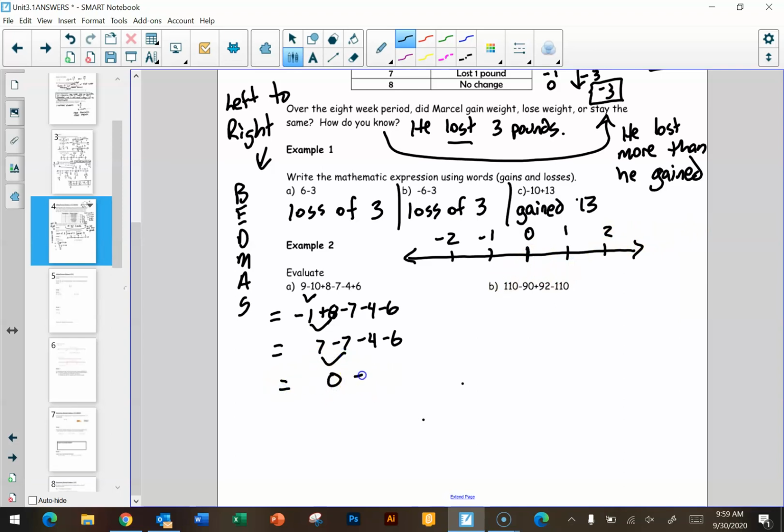0 minus 4 minus 6. Okay? And then we've got 0 minus 4. So we start at 0, and then we have to make 4 jumps backwards. 1, 2, 3, 4. That takes us to -4. Okay? And then I've got minus 6.